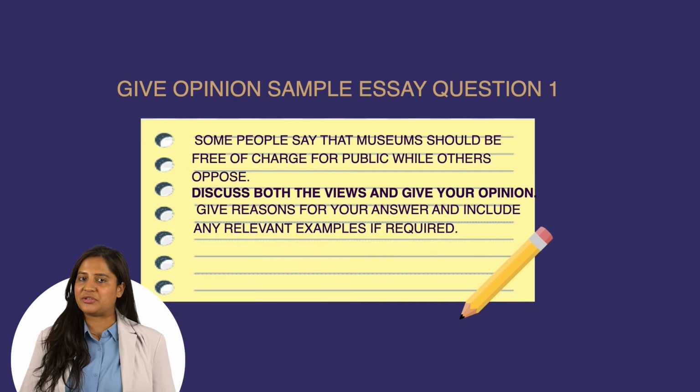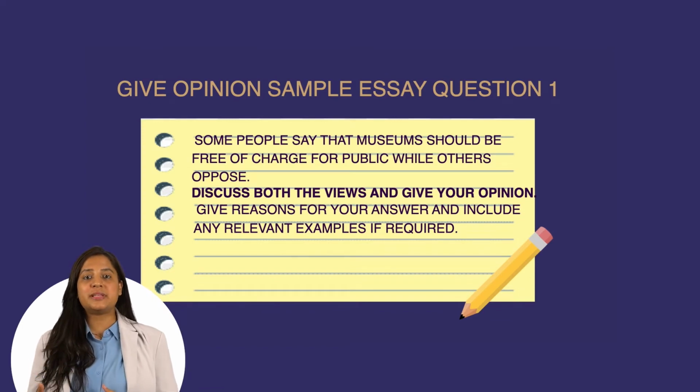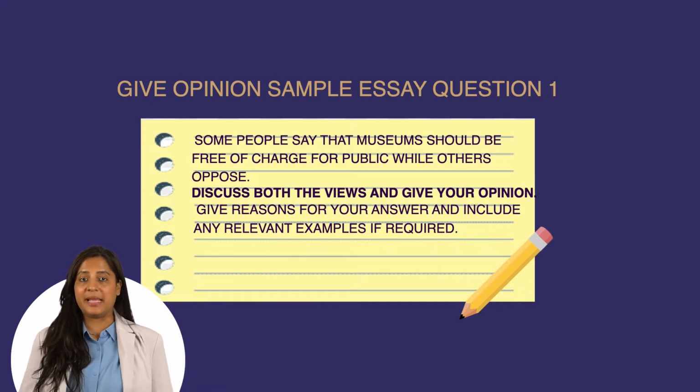Here is a sample question. Some people say that museums should be free of charge for the public while others oppose. So in the topic statement, we have opposite premises. A group of individuals believe that museums should have no entry fee, whereas the other side says that the people should be paying to get into museums. In other words, according to the second group of people, entry fee should not be waived off.